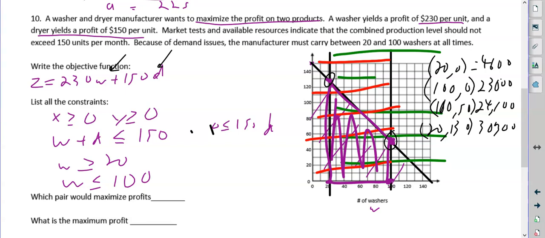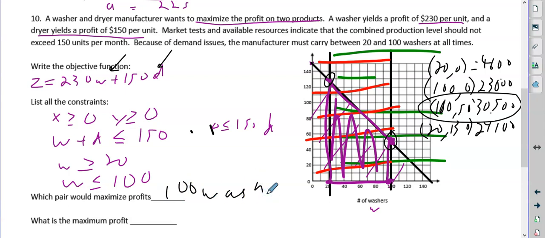Oh, my bad. I did those backwards. Sorry. The 100, 50 is the 30,500. I think I said 300 before. And this is the 24,100. So my winner is right here: 100 washers and 50 dryers. And the maximum profit is 30,500.